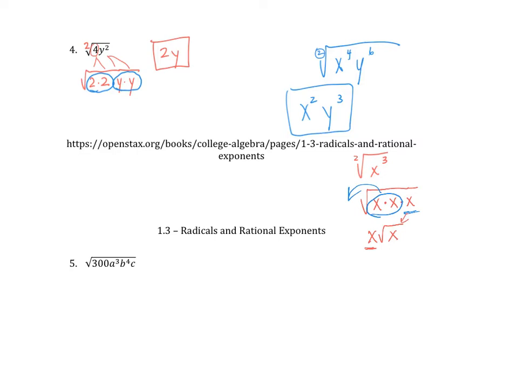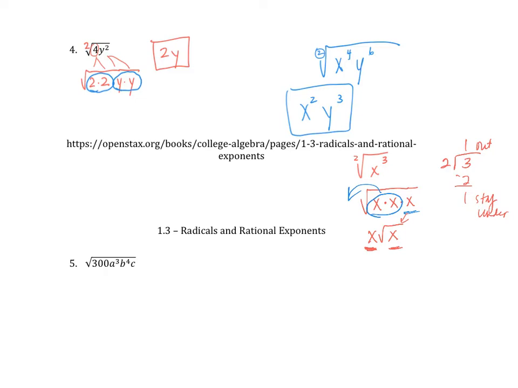So what you're going to do here is you're going to divide. So how many times does 2 go into 3? 2 goes into 3 one time, and then your remainder is 1. The number on top is how many come out, and the remainder is how many stay under. So 1x came out and 1x stays under.